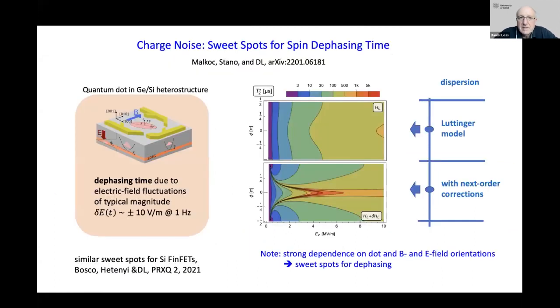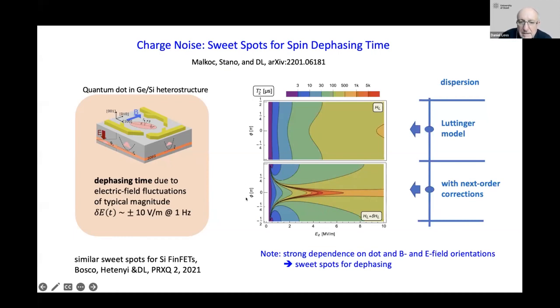Then I should also say that if there's charge noise, which appears after, for example, purifying the systems, purifying means removing sources of decoherence like nuclear spins, then charge noise will be very important. But it has also been predicted that in these structures for holes, the charge noise can be reduced at the sweet spots. And the sweet spots depend on the growth direction, on the direction of the magnetic field and electric field.